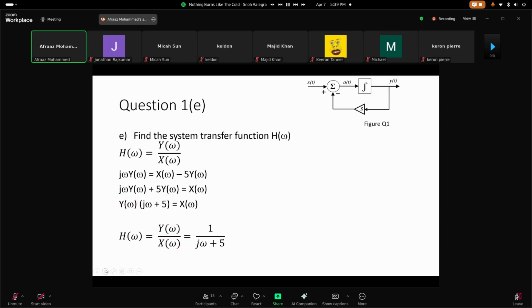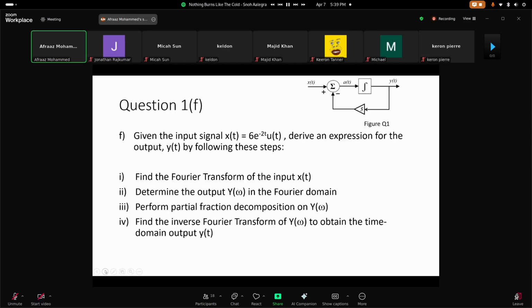Now that we have the system transfer function, next we are going to put an input signal into the system and find the output, the output y of t in the time domain. First, the input signal is x of t, and that's equal to 6e to the minus 2t u of t. And we will do these steps here.